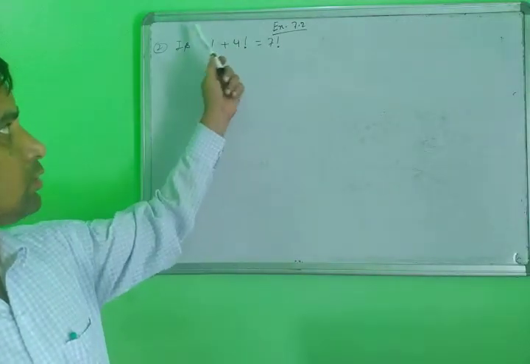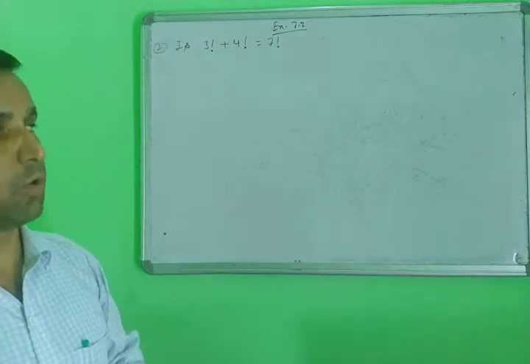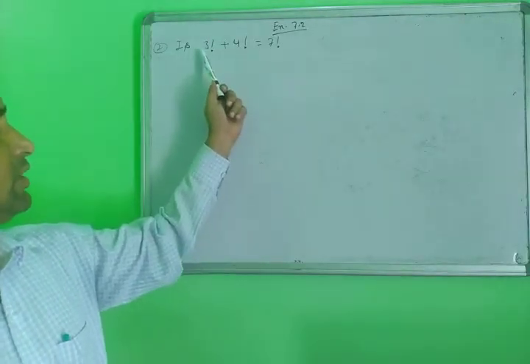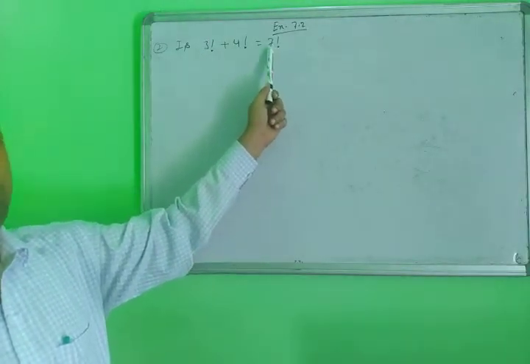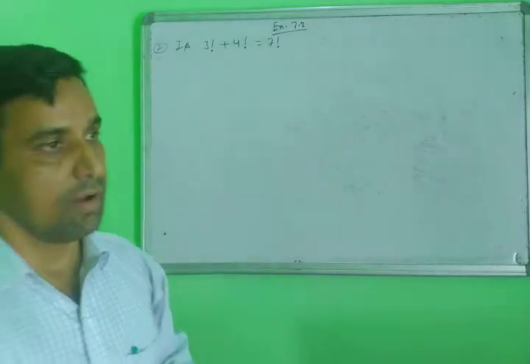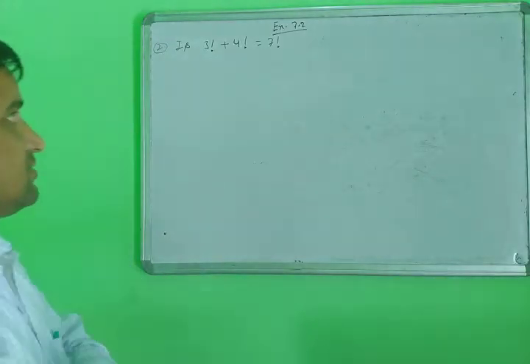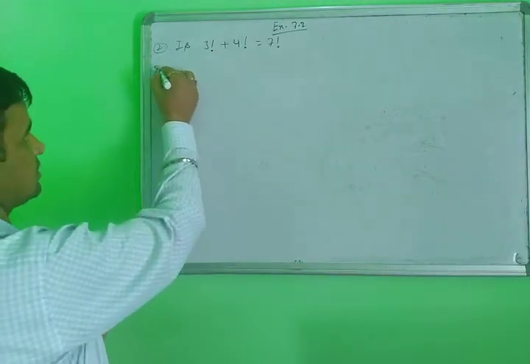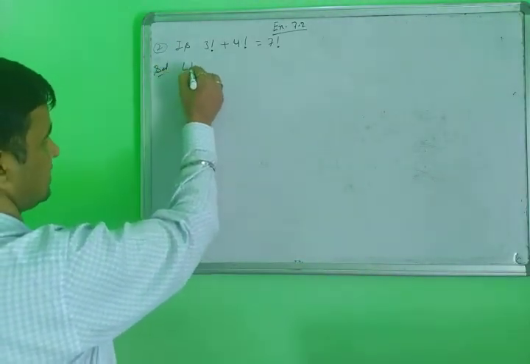But according to the rules of the factorial, this is wrong. You will not directly add any factorials here. 4 plus 3 is 7, but don't directly add here. This is wrong, but first we will check this verification. Just start the solution. The LHS.